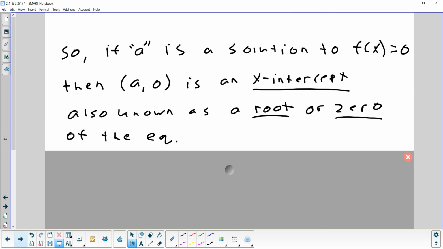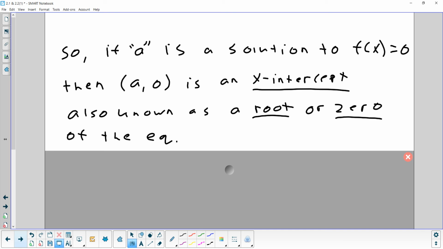So you might have noticed I keep using the word root. Sometimes I say 0, sometimes I say x-intercept. A lot of those terms are interchangeable. So if you find a number that is a solution to this equation, that means you can take the value, plug it in, and get an answer of 0. That number that you found, if you write it as that number, comma 0 in parentheses, that would be an x-intercept. If you just write the number by itself, that's called a root of your equation, or it's also called a 0 of the equation.